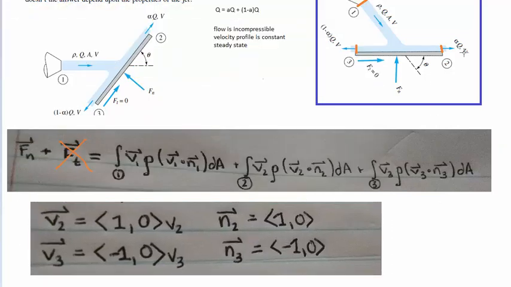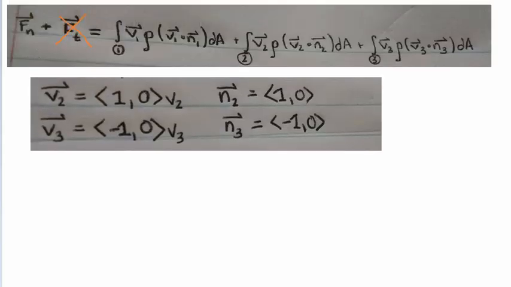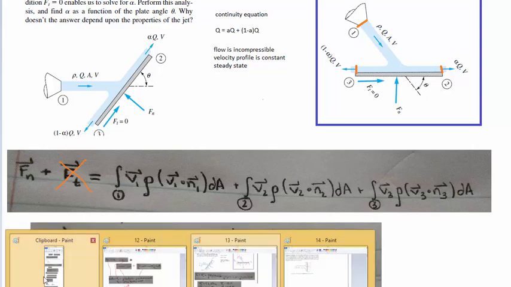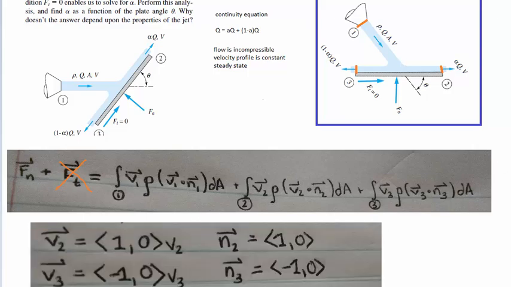So V2, which is just going to the right, is just going to be 1, 0 times whatever magnitude it is. We don't know what that is yet. V3 is just going to the left, so it's going to be negative 1, 0 times the magnitude again that we don't know. And just as usual for the outlets, the normal vector is going to be in the same form as the directional vector for the velocity. So when you do the dot product, you're simply going to get V2 and V3, because the angle turns out to be 1.